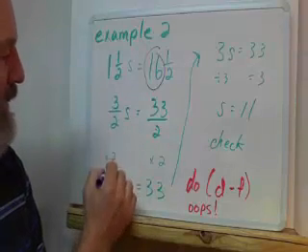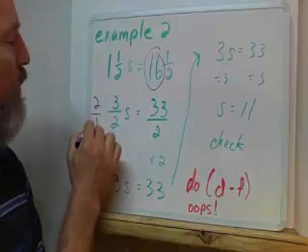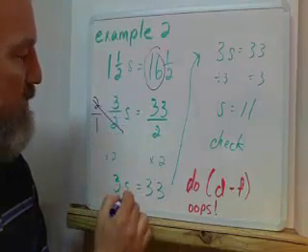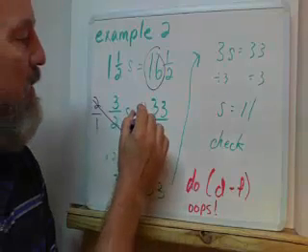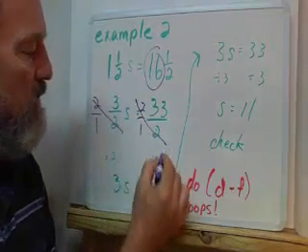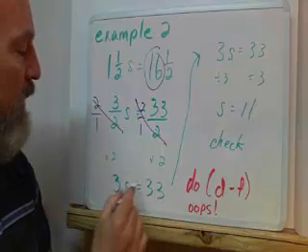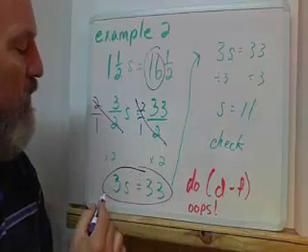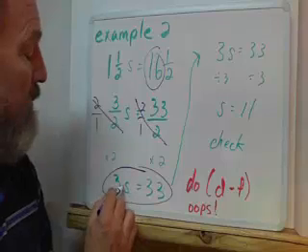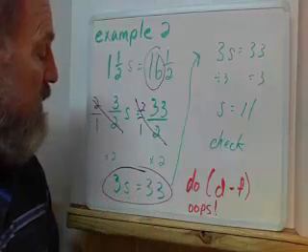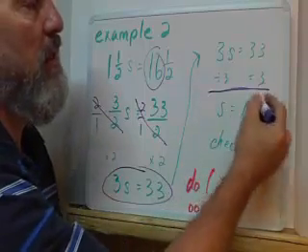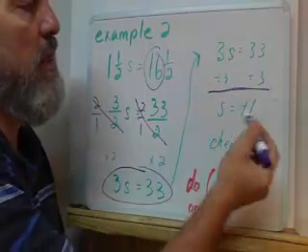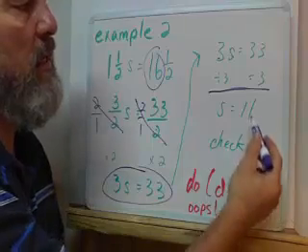And once we multiply this by 2, this was 2 over 1, that would cancel out. We have 3s. Multiply this side by 2, and the 2s cancel out. We have 33. So now we have a new equation that we can continue to work. We are multiplying by 3, so we're going to divide both sides of the equation by 3 right here. 3s divided by 3 is s. 33 divided by 3 is 11.